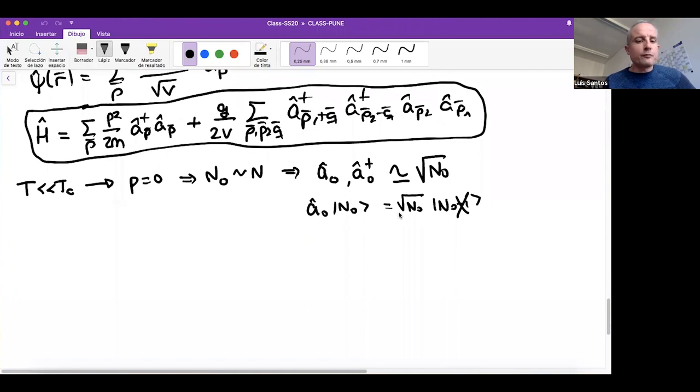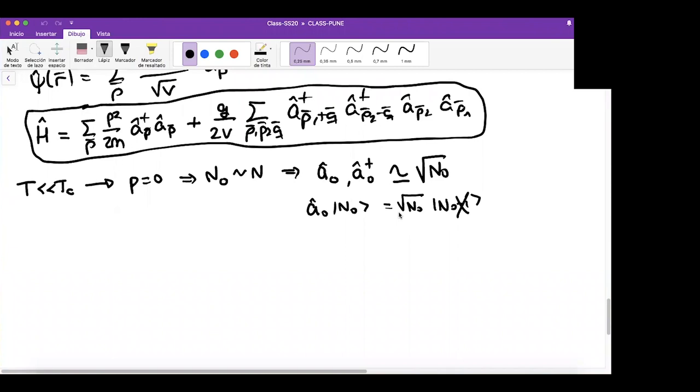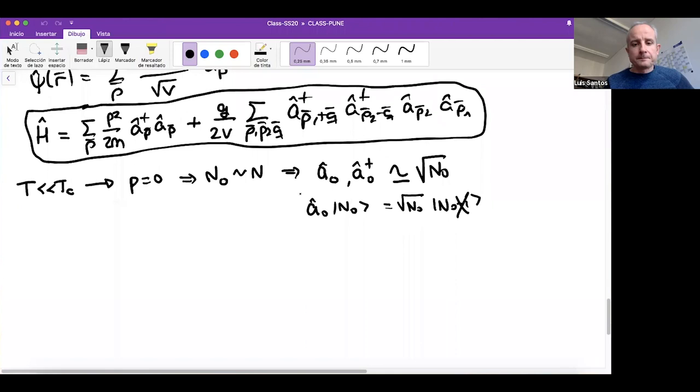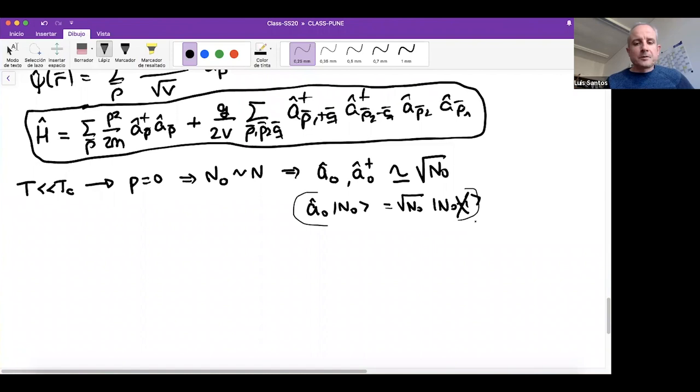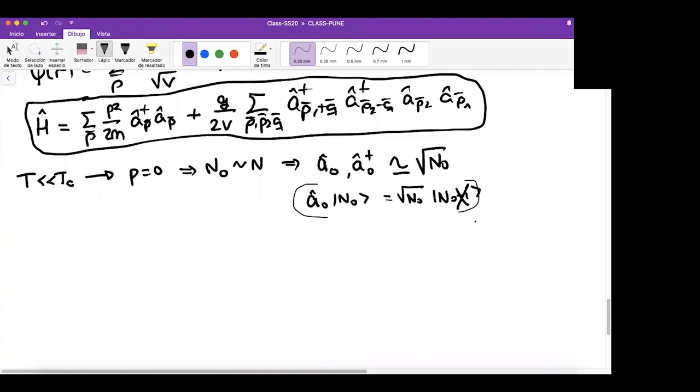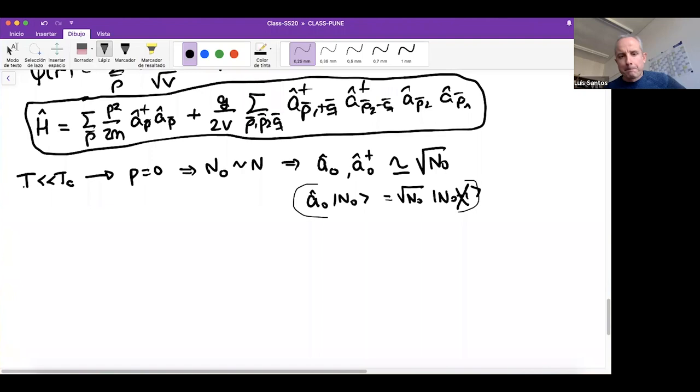But is it correct for us to approximate a field operator as a scalar? Yes, because of the reason that I just mentioned: n0 is very, very big. So what is the difference between n0 and n0 plus 1 when n0 is 1 million? Yes, that's my point. Good, so let me just go on with this.